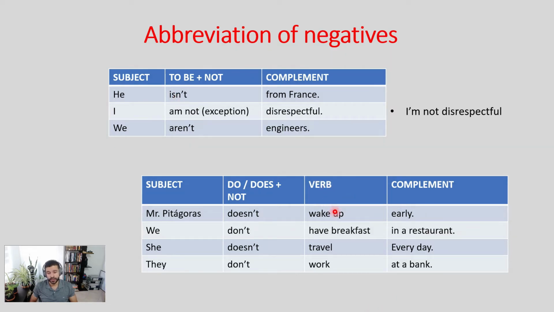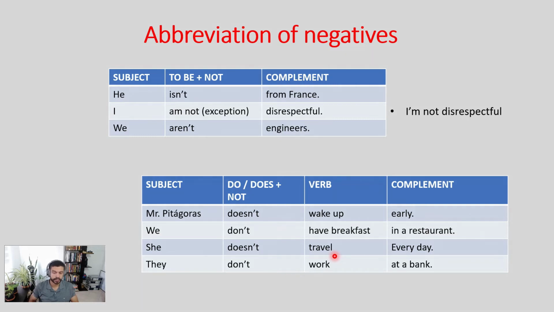Now, when we have a different verb that is not the verb to be, what we abbreviate is the auxiliary do or does plus not. If it is does not, the abbreviation is doesn't. If it is do not, the abbreviation is don't, right? Doesn't, don't. We don't have breakfast in a restaurant. Something to point out, when we were studying affirmative sentences in the previous video, when we had the third singular person, she, he, or it, remember that we used to add s or es to the verb, or ies, depending on a set of rules that you can check in that video.